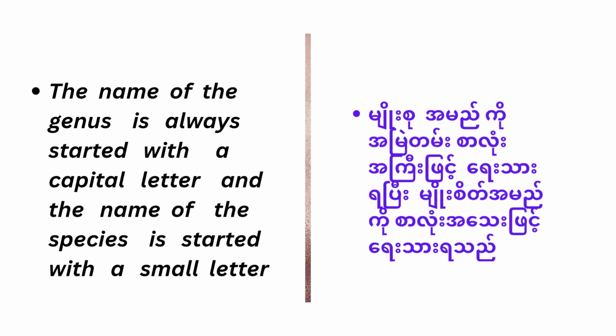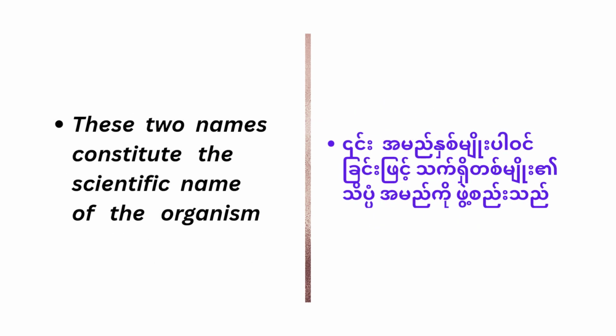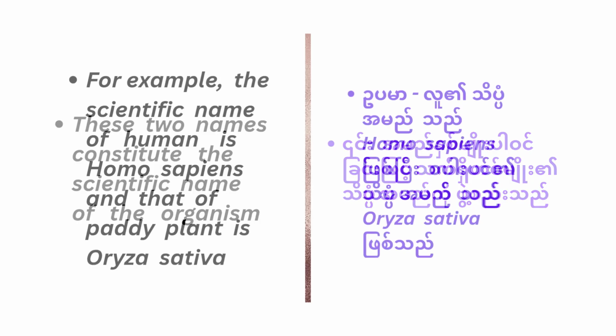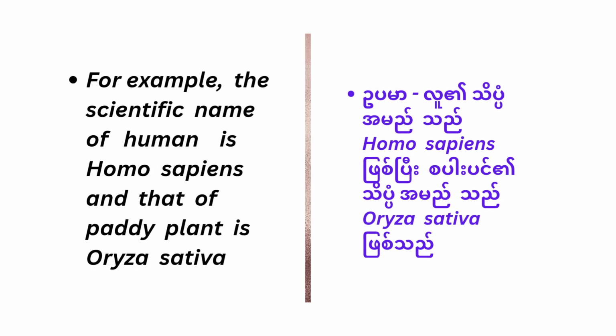The name of the genus is always started with a capital letter and the name of the species is started with a small letter. These two names constitute the scientific name of the organism. For example, the scientific name of human is Homo sapiens, and that of paddy plant is Oryza sativa.